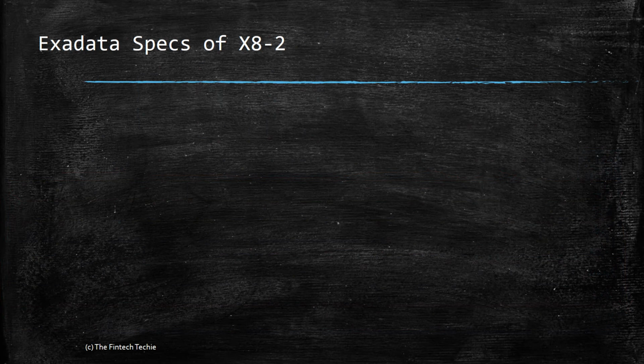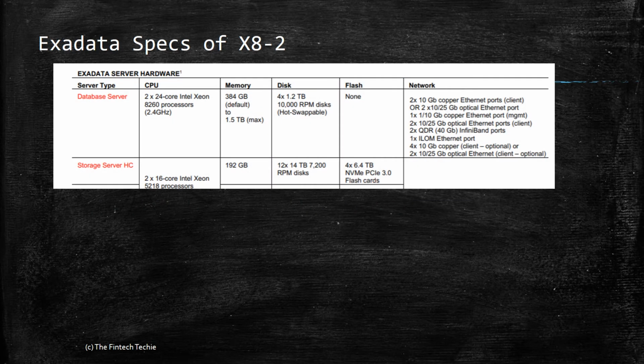So let's look at an X8-2. X8 is the generation and -2 stands for the number of sockets which are there. So let's try to understand the naming convention here.